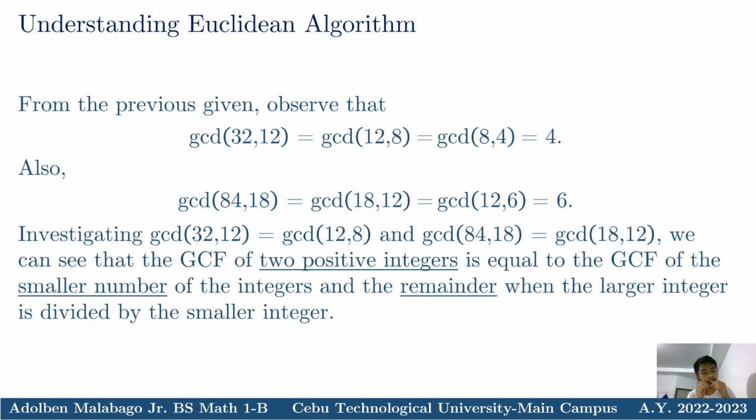So investigating GCD of 32 and 12 equals GCD of 12 and 8, and the GCD of 84 and 18 equals the GCD of 18 and 12, we can see that the GCF of two positive integers is equal to the GCF of the smaller of the integers and the remainder when the larger integer is divided by the smaller number. So there is some sort of a pattern here that is shown in the previous two examples, and we will discuss it on the next slide through a lemma.